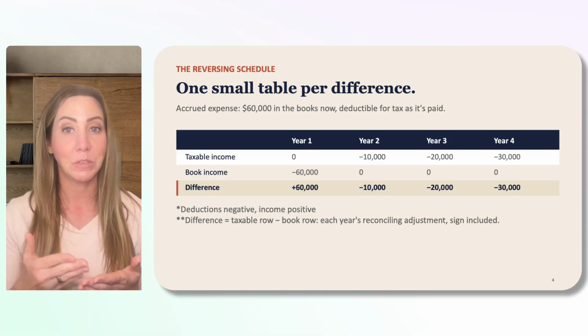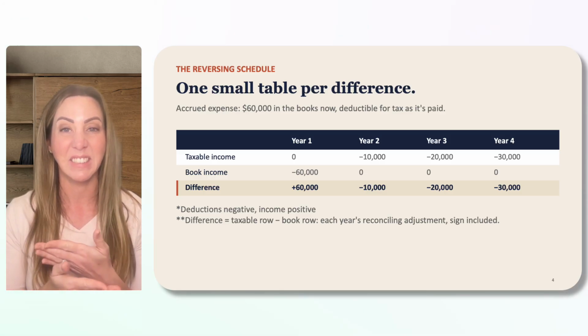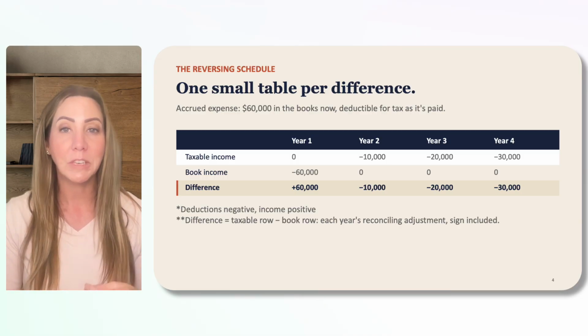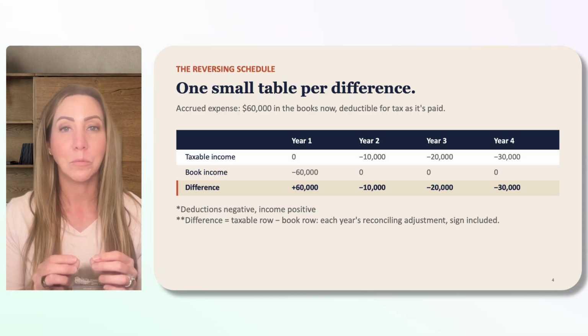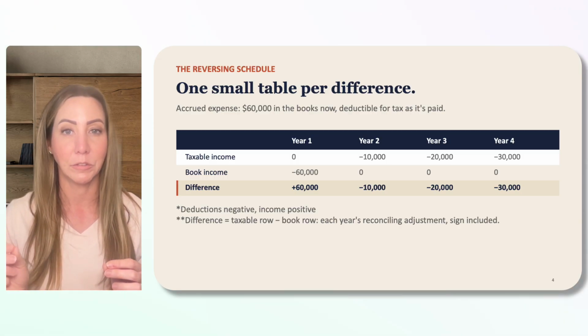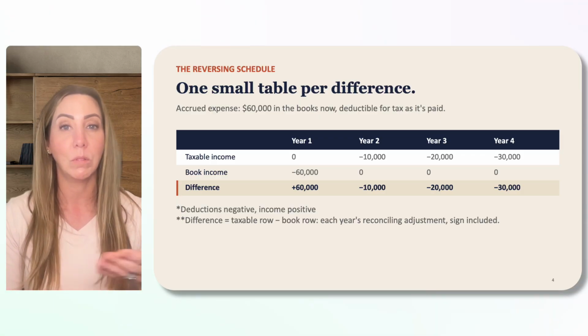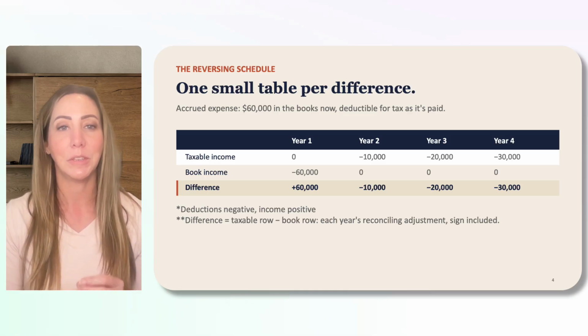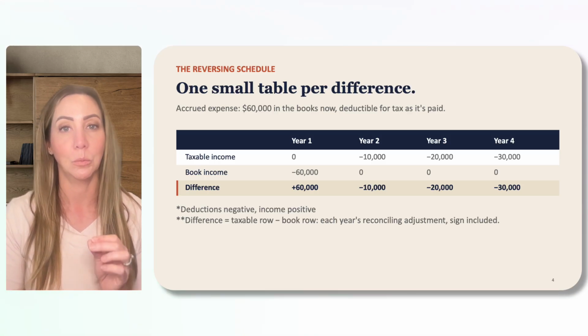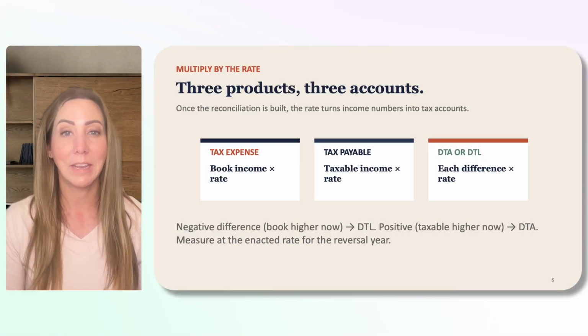And then notice what the row does over time. It flips the sign and sums to 0, originating differences in the first year and reversing differences in the other years. The schedule doesn't just give you this year's adjustment. It shows you the whole life of the difference, which is exactly what you need to know when each deferred tax will reverse. Once the reconciliation is built, everything gets multiplied by the tax rate.